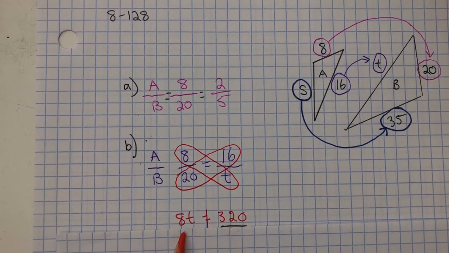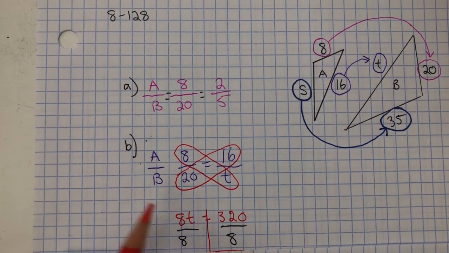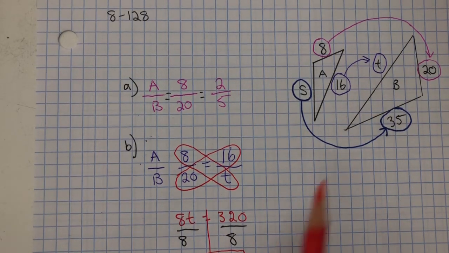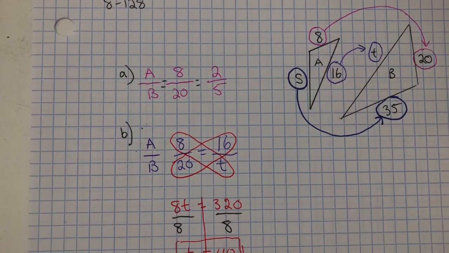Now I do inverse operations. Divide both sides by 8. Creates a big 1. 320 divided by 8 is 40. So we have T equals 40. And I can put that in there.